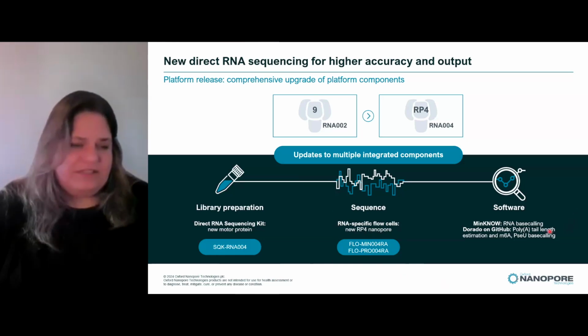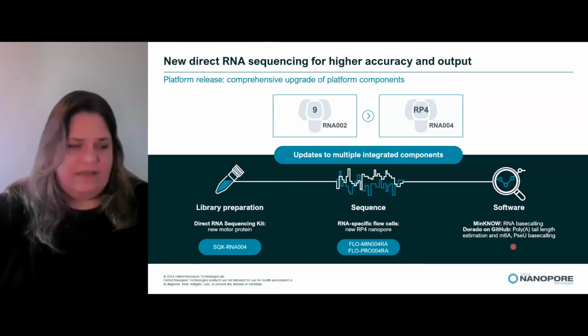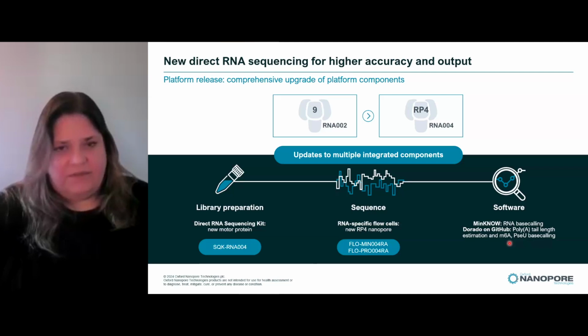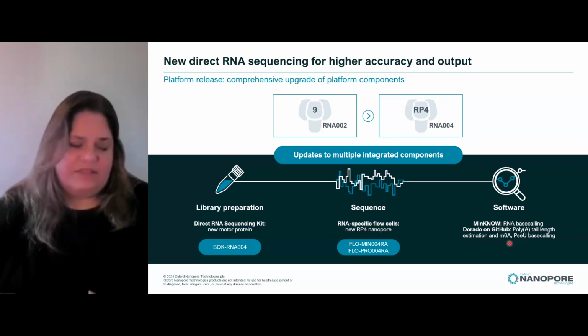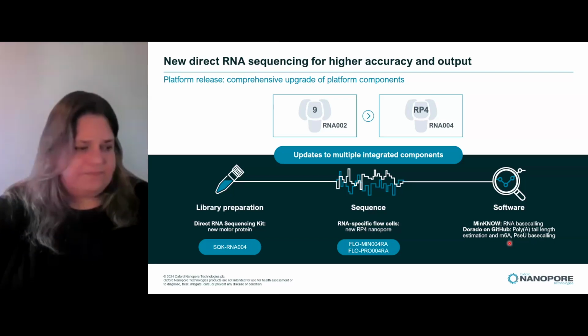And then we've also done some improvements on the software. We've improved the accuracy. And then we've also included poly-A tail length, and we've got some new modifications that we've been looking at, particularly m6A and pseudouridine, that have been included as standalone base calls that you can use for the data, which I'll explain in a minute.